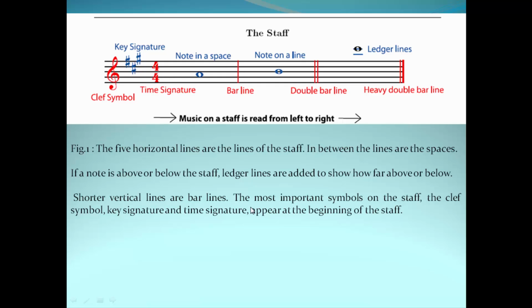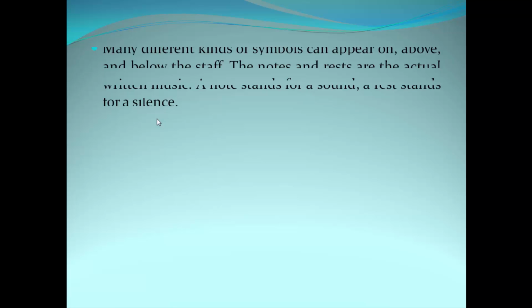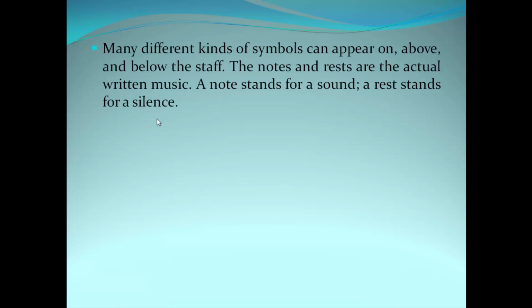The most important symbols on the staff are the clef symbol, the key signature, and the time signature. It is extremely critical to know the clef symbol. This is the time signature, four four, which appears at the beginning of the staff. We're going to see in the next couple of minutes what the four means.